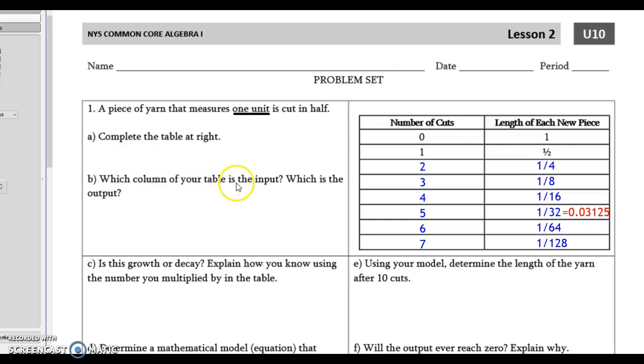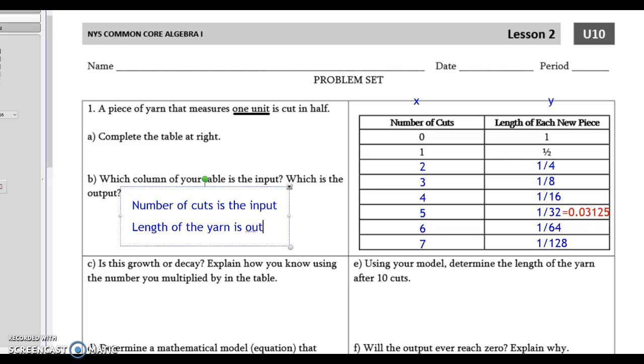It asks which column of your table is the input and which is the output. You'll see soon that the number of cuts is going to be the input and the length of each new piece is the output, but you should remember that in general, when you're given a table, the first column is your x column and your second column is your y column. So the answer to that can be the number of cuts is the input and the length of the yarn is output.